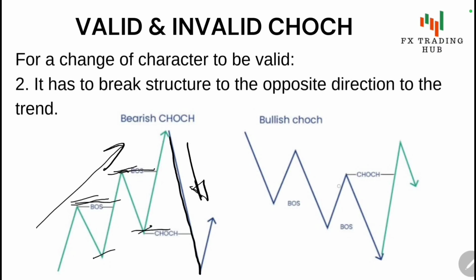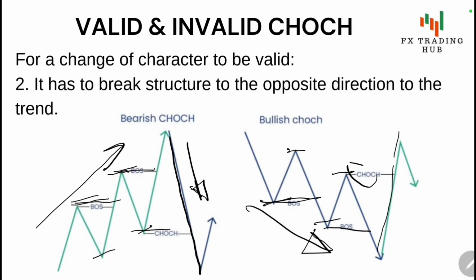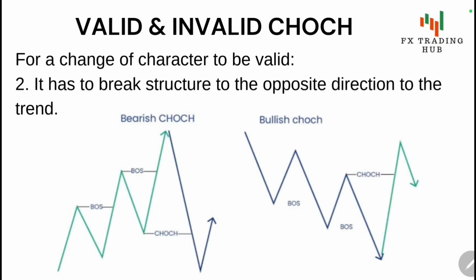In this bullish change of character, the market was creating lower lows and lower highs, lower low, lower high, break of structure to the downside, break of structure to the downside. This is a downtrend, and now the market broke structure to the upside, giving us a change of character right there. So the change of character broke to the upside, in the opposite direction to the trend. So that is the second criteria that determines the validity of a change of character.